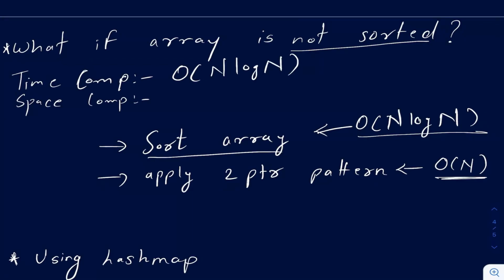Okay, and in this case also I'm not using any extra space, so my space complexity would be O of 1. Okay, so that's regarding the case where my array is not sorted and I want to use the two pointers pattern.